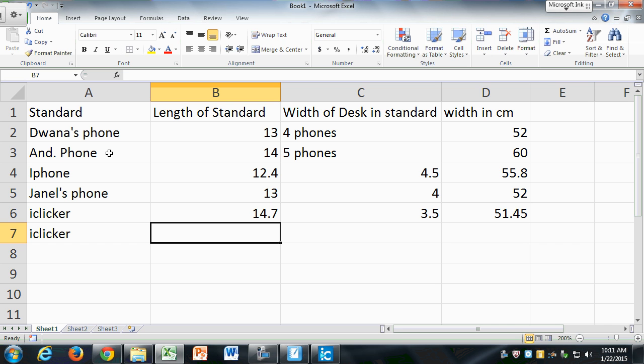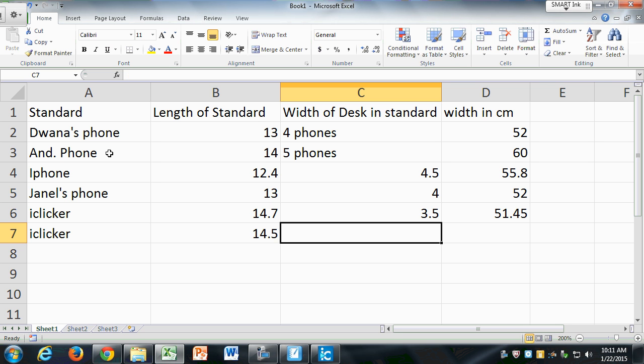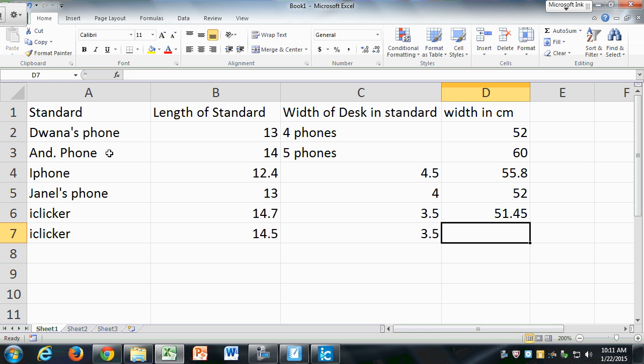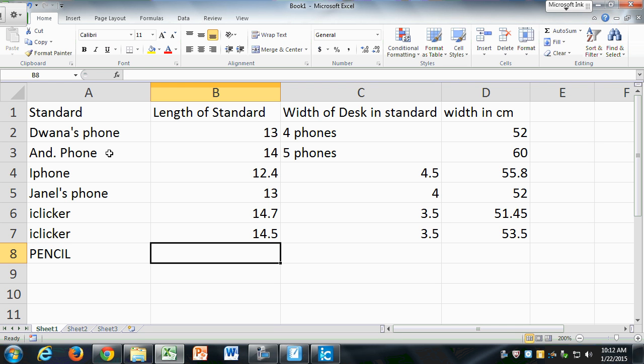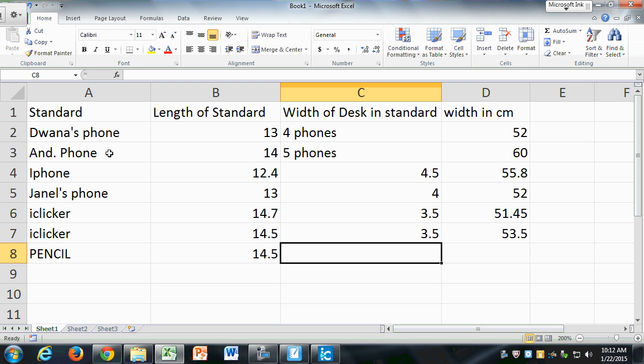14.5, 3.5 standard, and then 53. Okay, very good. Yeah, we used a pencil. All right. And it was 14.5 centimeters. All right. And then 3.5.